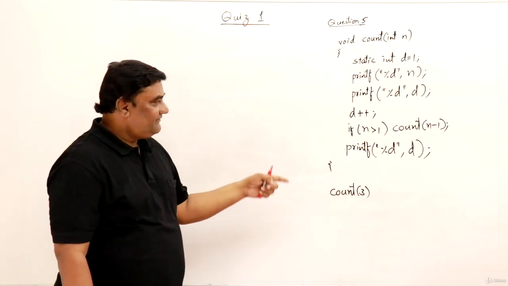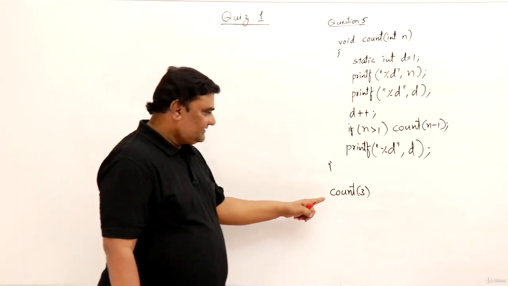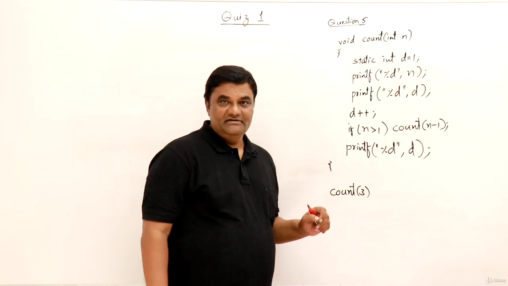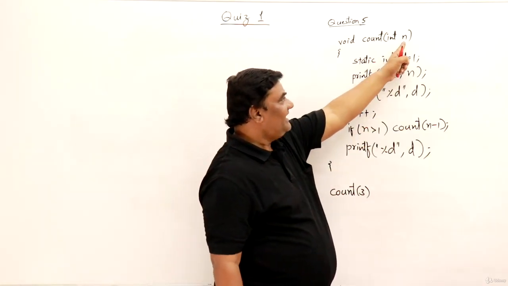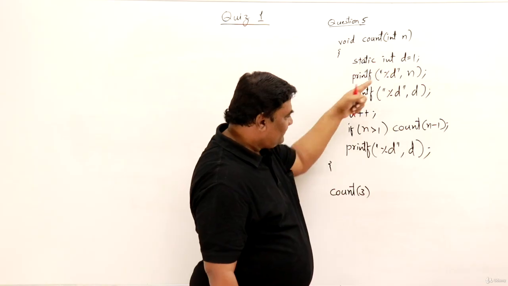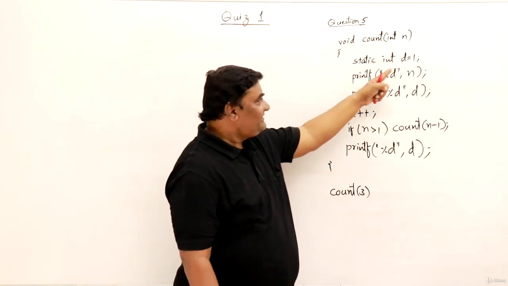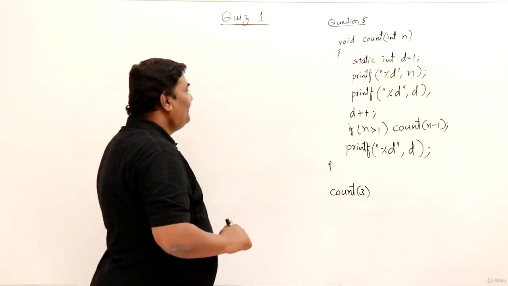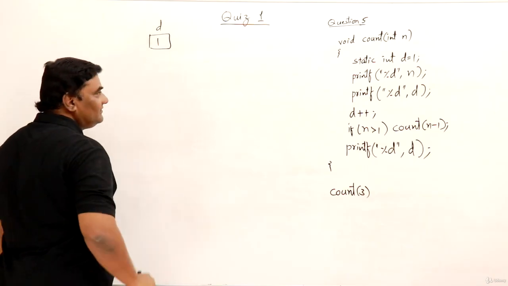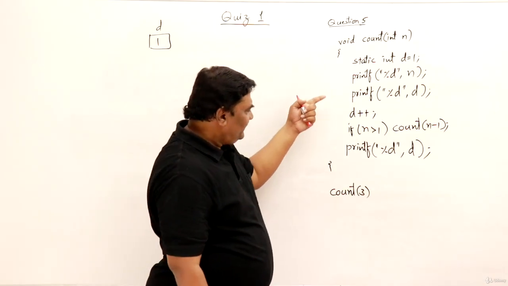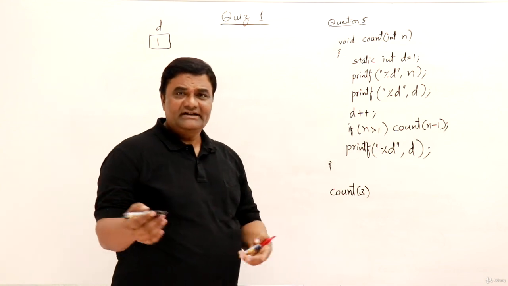See, this is the program given, this is a function and it is called for value 3. If you read this, the variables are n and d. Only 2 variables are there. But d is static. So you remember, when you have any static variable, you should take it separately. So let us put it as 1. Now what is there inside? Just printfs are there. So okay, it's easy.